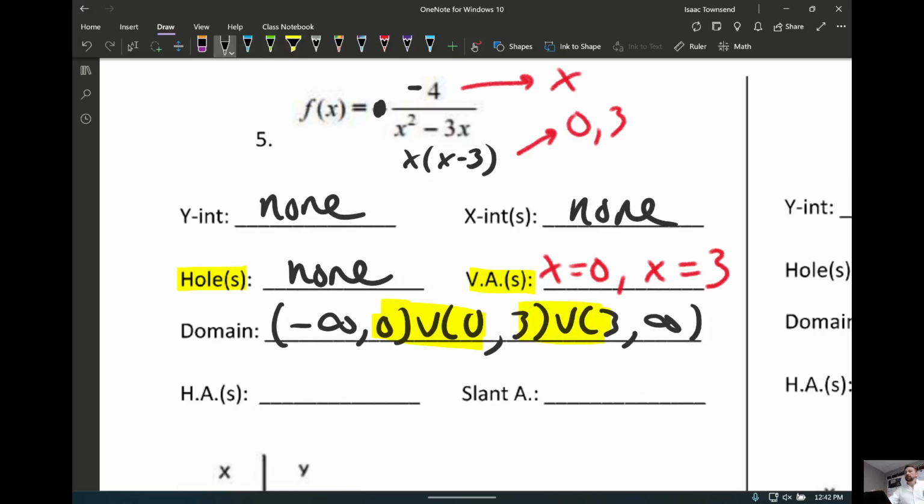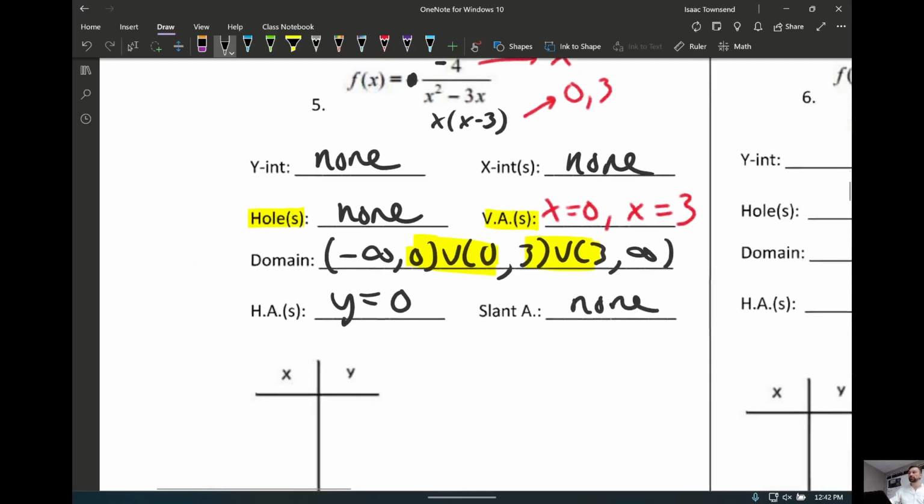All right. Think about the rules for horizontal asymptotes. The degree of the denominator is bigger, so it's going to be y equals 0. And slant asymptote is the one that takes a few minutes, long division, keep the quotient, ignore the remainder, but only if the degree of the numerator is 1 bigger than the degree of the denominator. Not the case here, so that's not going to have one.